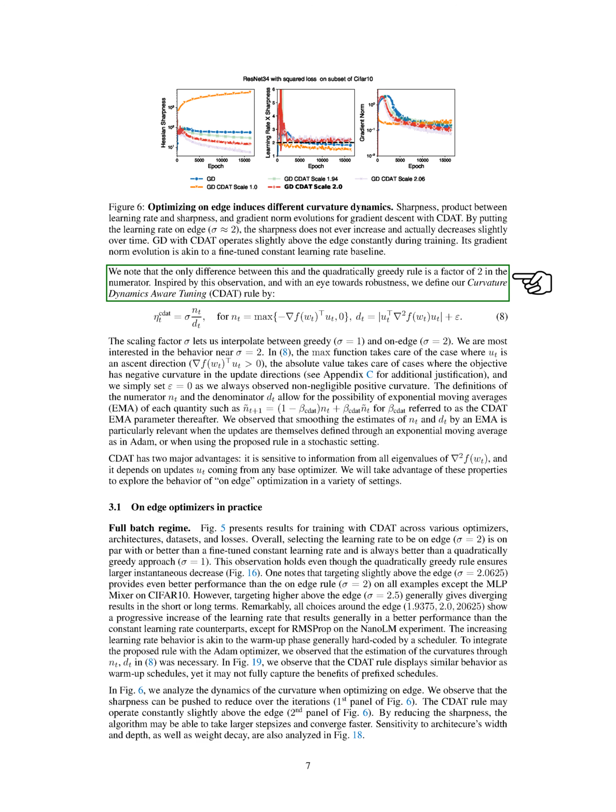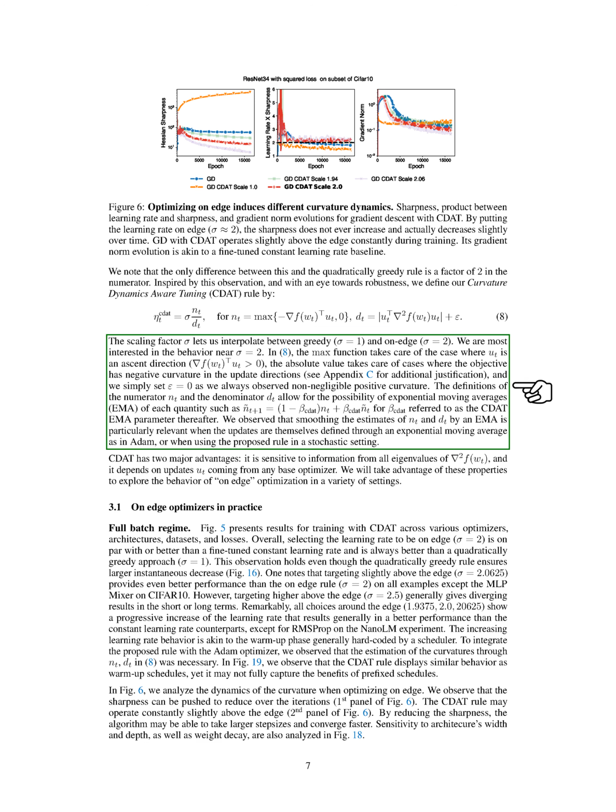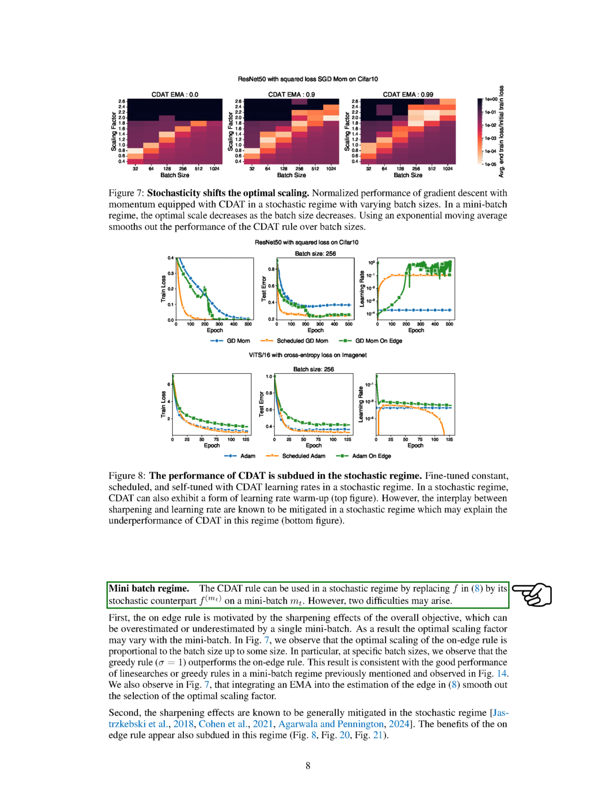We introduced the curvature dynamics-aware tuning (CDAT) rule, which allows us to adjust between a greedy approach and being on the stability edge. The CDAT rule considers information from all eigenvalues of the Hessian matrix and can be used with various base optimizers. We observed that using an exponential moving average, EMA, for estimating certain quantities is beneficial, especially in stochastic settings. The CDAT rule can be applied in a stochastic setting by considering mini-batches.